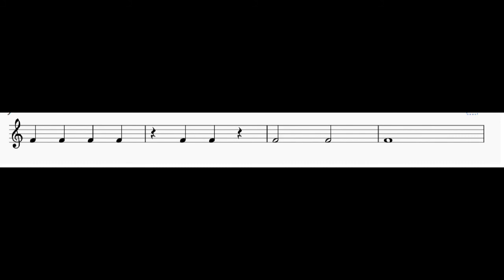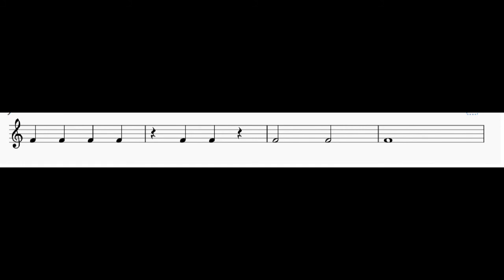Okay, and the last line that we're going to do today is shown on the screen. Okay, so again, take a moment to pause the video and write down the counts for this line, and then we will go over it.